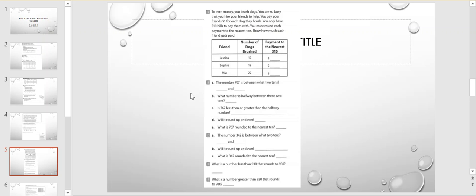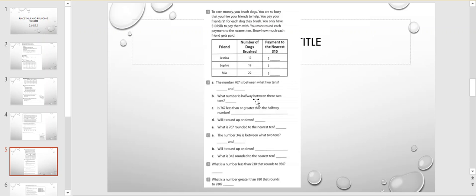So the number 767 is between what 2 tens? What are you considering? What they want you to do here is decide, is it 760, which would go right here, or 770? They want you to write what are the 2 options you're considering when you're rounding the number 767. I just told you that answer there, so go ahead and fill it in.